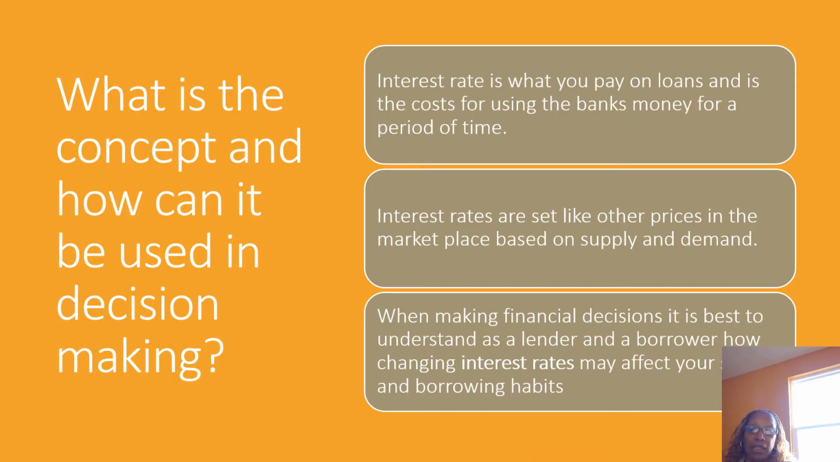What is the concept and how can it be used in decision making? As mentioned, interest rates is what you pay on loans and it's the cost for using the bank's money for a period of time. So most people look at interest rates from that term when you're speaking of a car loan or like a mortgage. Most car loans are 4 to 5 years. Most mortgages can be anywhere from 15 to 30 years.